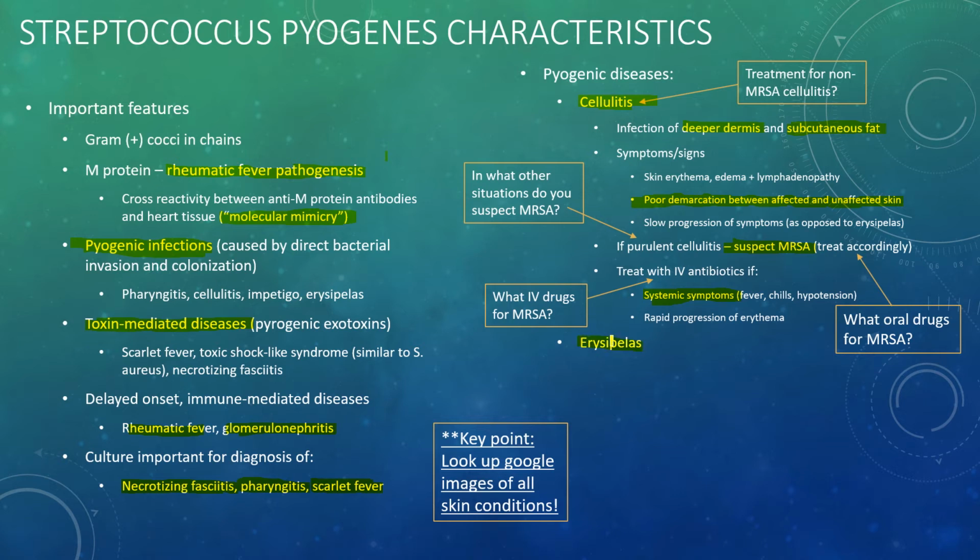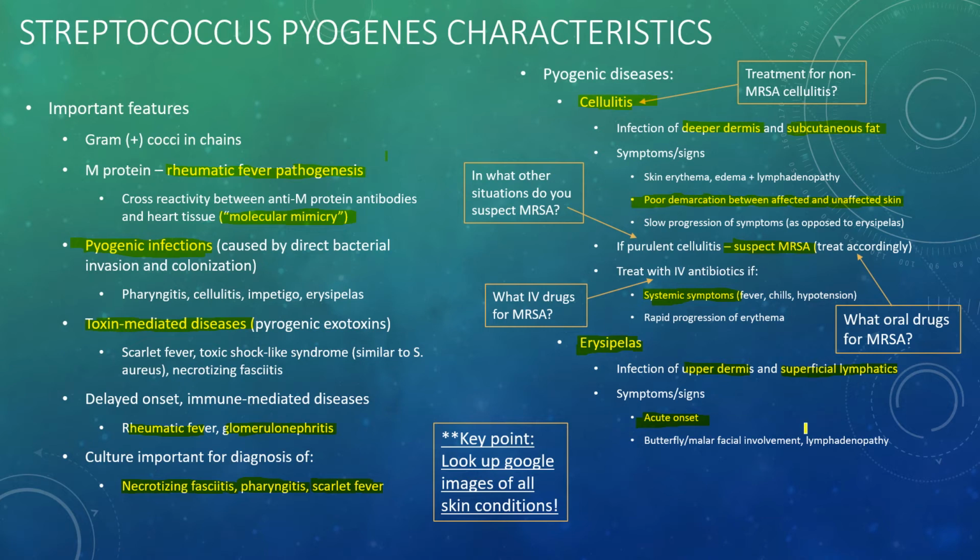Now, the thing that looks very similar to cellulitis but is different: erysipelas. This is an infection of the upper dermis and superficial lymphatics. You see how these are different? Cellulitis affects the lower dermis and subcutaneous fat below the dermis, while this affects the dermis and its lymphatics. So what are some symptoms and signs? Acute rapid onset, as opposed to cellulitis, which happens slowly. You can have facial involvement, a butterfly malar rash-like involvement of the face, and lymphadenopathy. Remember, the lymphatics are getting affected, so you have pretty prominent lymphadenopathy here. And a major thing is you have bright red skin and a clear demarcation between uninvolved and involved tissue. You can see where it stops.